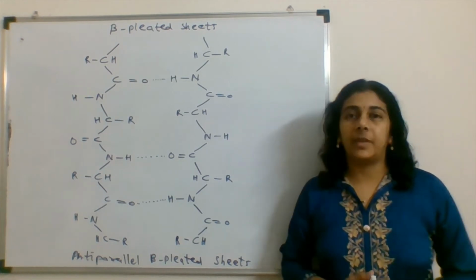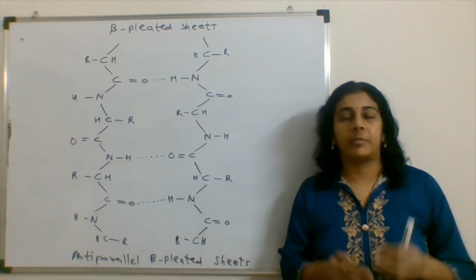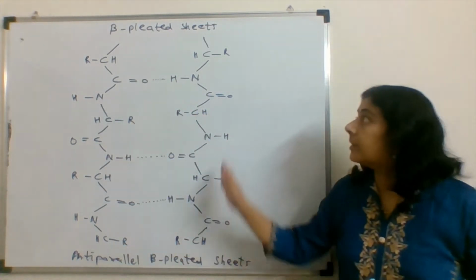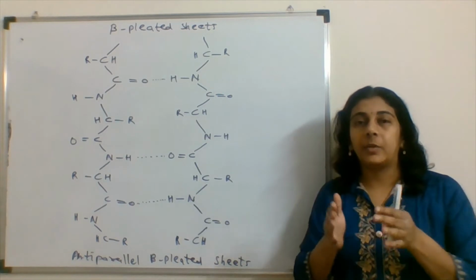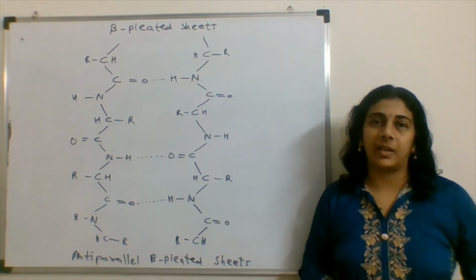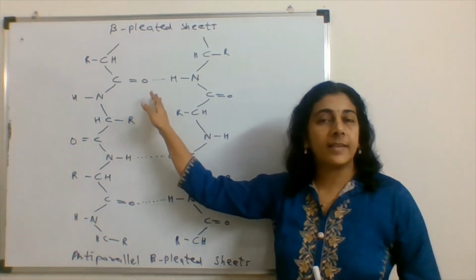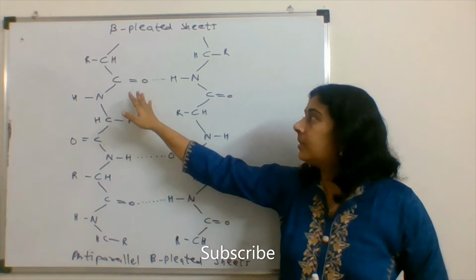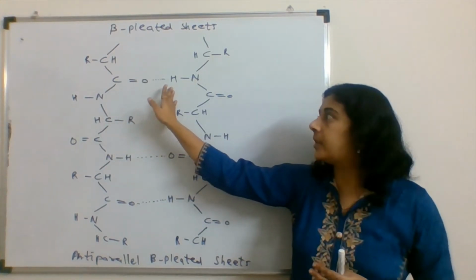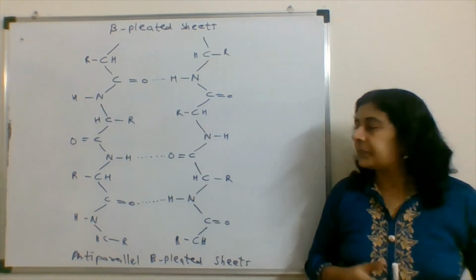When we look at the beta pleated sheets, we find that two extended polypeptide chains are present. This is one and this is another. So these are aligned with each other and these are held together with intermolecular hydrogen bonds. The same way as in an alpha helix, here also the CO group of one strand and the NH group of another strand is forming a hydrogen bond.